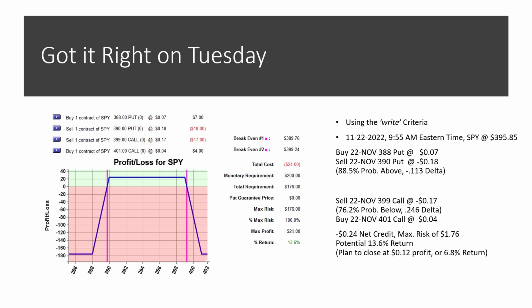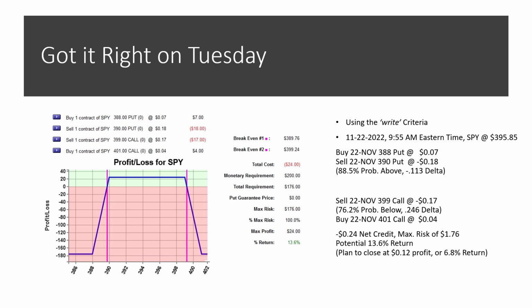Those criteria that we used, the right criteria, on 11/22, November 22nd, Tuesday at 9:55 a.m., SPY was trading at 395.85. That search showed us that we could sell to open a 390 put for that day's expiration for 18 cents, and buy a 388 put for 7 cents. The 22 November 390 put had an 88.5% probability above and a delta of minus 0.113.